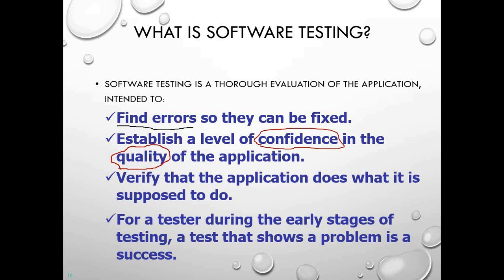So how can you find the error? The QA can only find the error when he or she is aware of what they are looking for, what exactly the requirement is. If they are able to understand the requirement clearly, they will be able to find the errors if something is not in line with the requirement. Establish a level of confidence in the quality of the application.